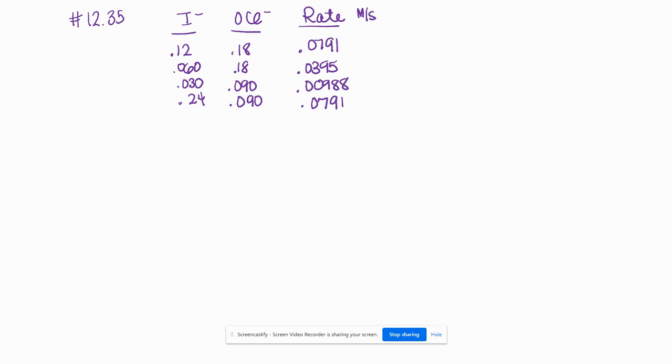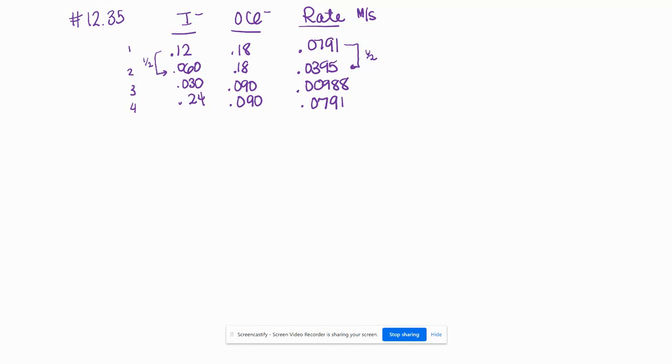Okay, so let's compare. We have trial 1, 2, 3, 4. It's not listed that way. Let's compare trials 1 to 2. Now, if you're looking closely at trials 1 to 2, the iodide went from 0.12 to 0.060. And if you plug that in, that's 0.5, or it went down by half. But that's okay because the rate went down by a half.